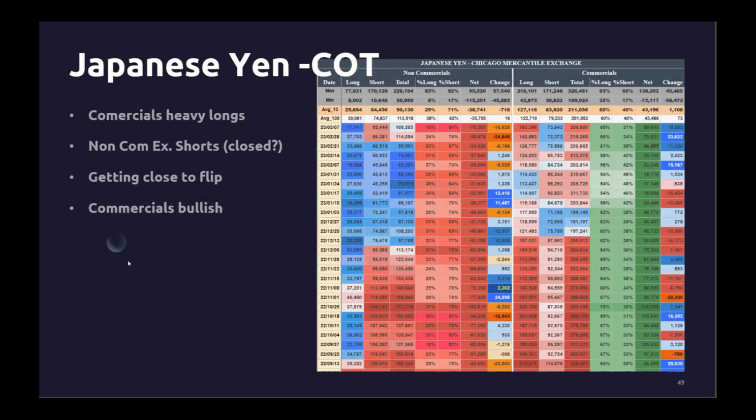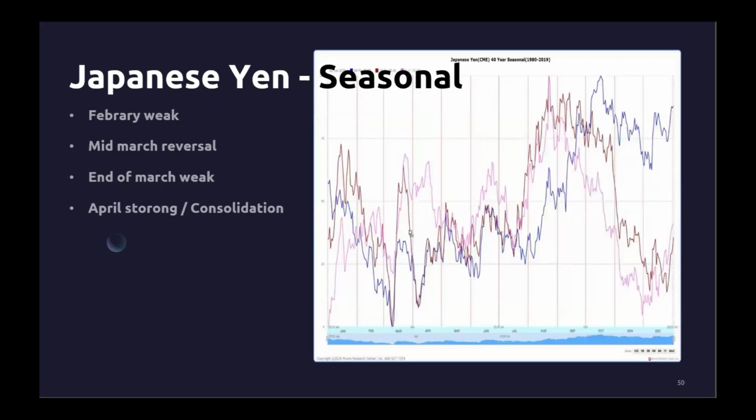Then we got Japanese yen. So COT data, we can see the commercials are having longs, right? So they're building long positions. Non-commercials had some extreme shorts in here, but these data are still from the 7th, right? So we are 2 weeks late still because of the SEC. So was it closed? I'm not sure. Commercials bullish, right?